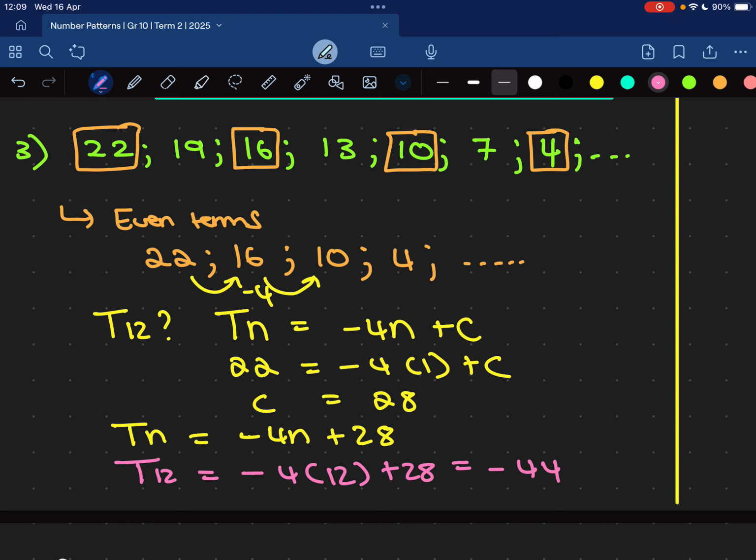I think I made a mistake. No, let me double check. So it will be 22 plus 4 is 26. Sorry, y'all. So it will be minus 4n plus 26. So we have minus 4 times 12 plus 26, which is going to be negative 22.